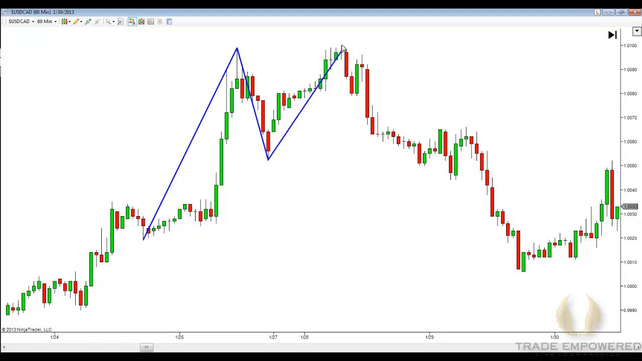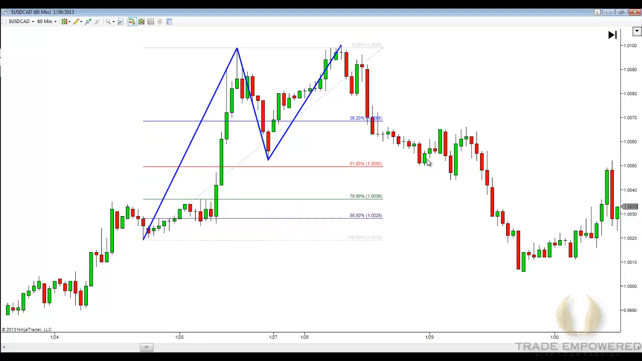But if you look closely, you'll see that price action actually spikes past our A leg by a single tick, making this an invalid pattern. And what happens after that? Price action comes down. Our bat pattern entry point would have been about right here, and we pushed past it.